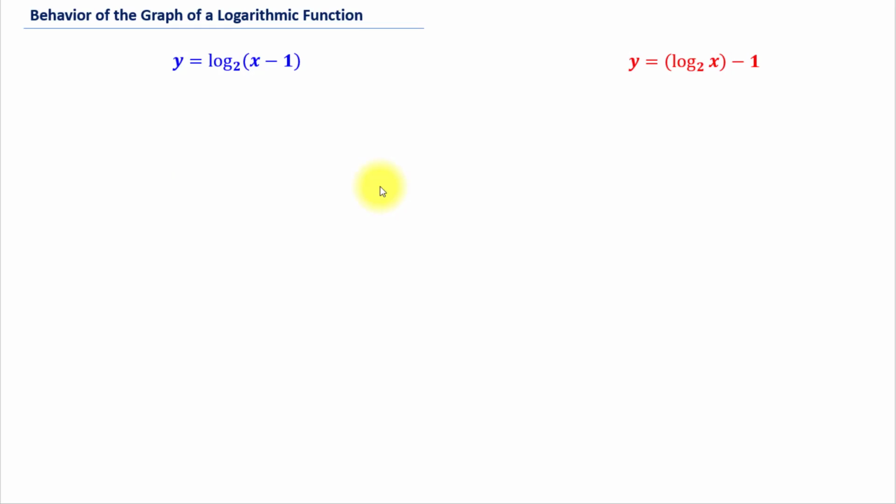And finally, let's observe some other behavior of the graph of a logarithmic function. Here we have two examples. Notice that in both examples, the base of the logarithm is 2. However, in the first case, 1 is being subtracted from x, and in the second case, 1 is being subtracted from the entire basic logarithmic function. How will that affect the graphs?